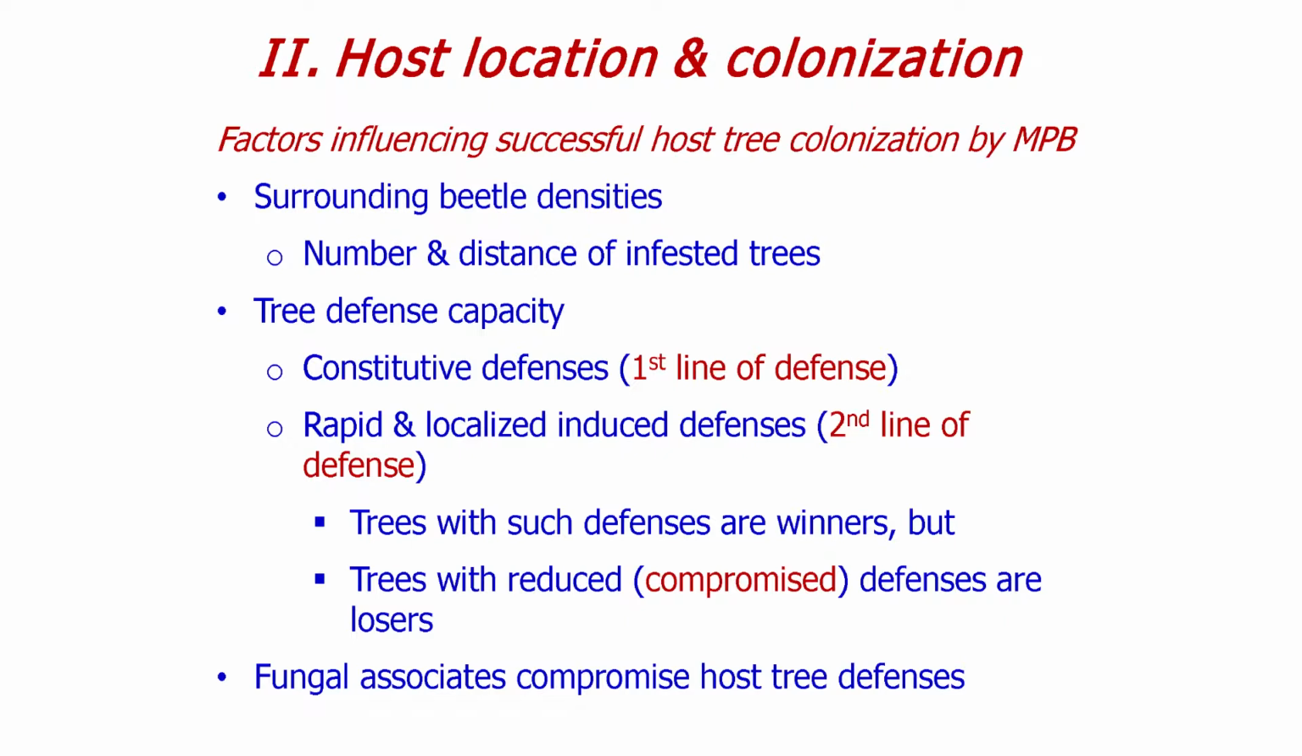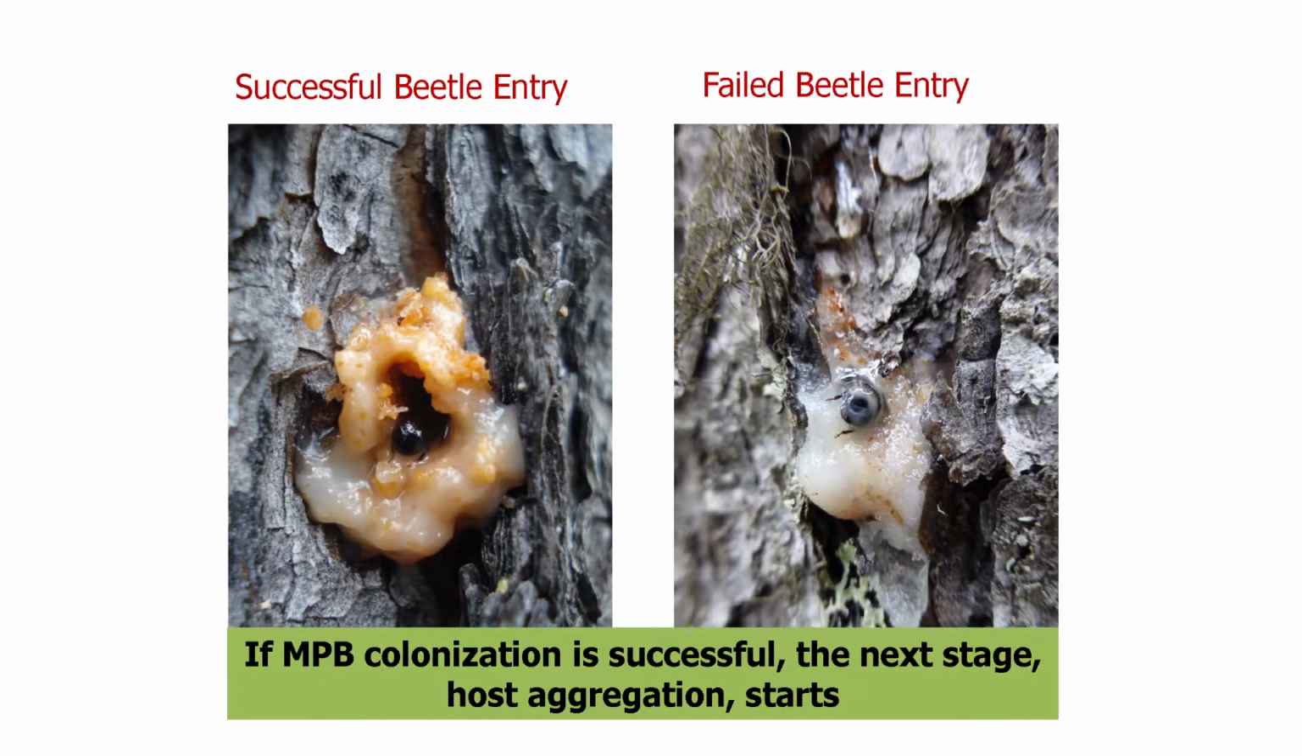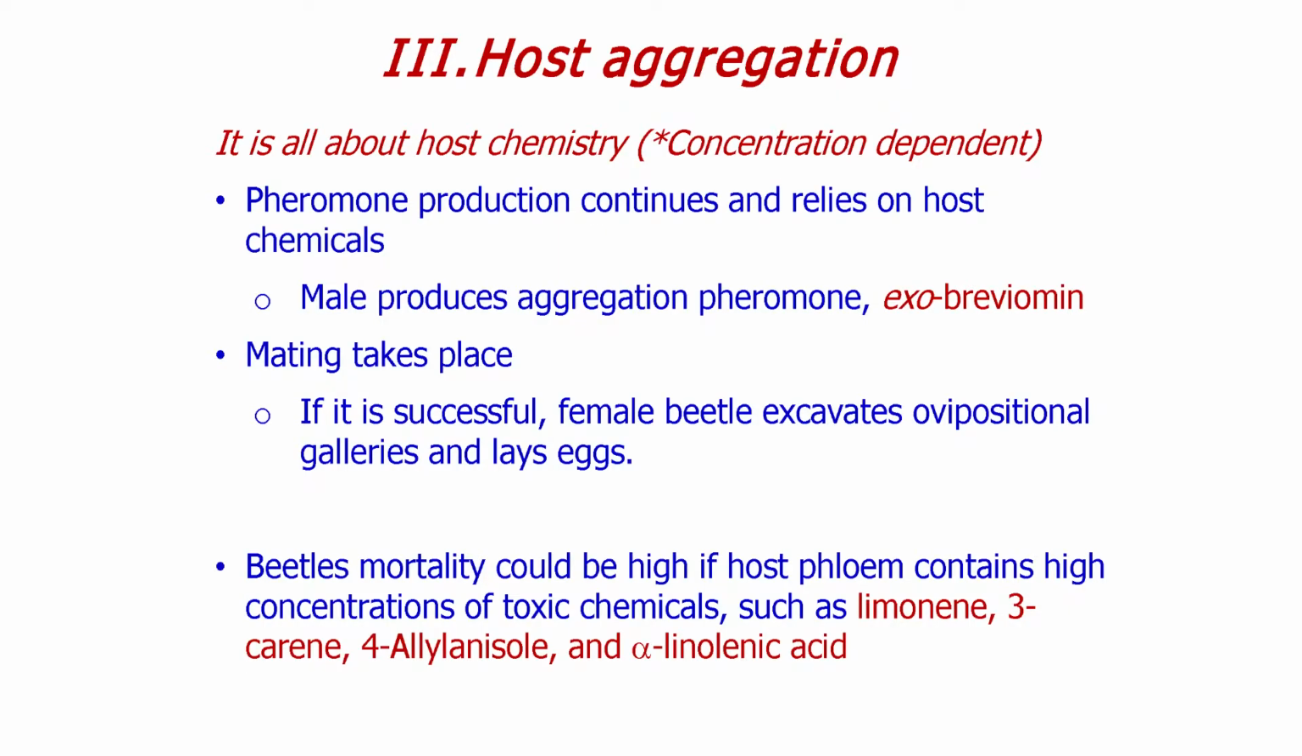Fungi are also associated with the beetles; the beetles carry a lot of fungi. They can compromise those tree defenses. Here's a very good example: a very successful attack and a failed attack. Everything has happened at this stage, really at the tree level. What chemicals are present, and at what concentrations in the phloem, matters. The next stage, if the attacks pass through, is the third stage, host aggregation.